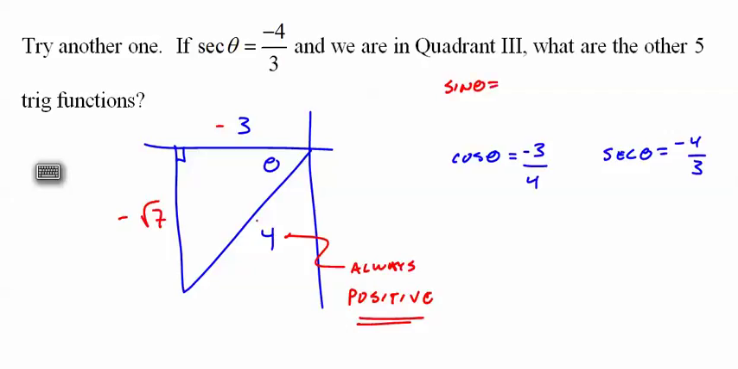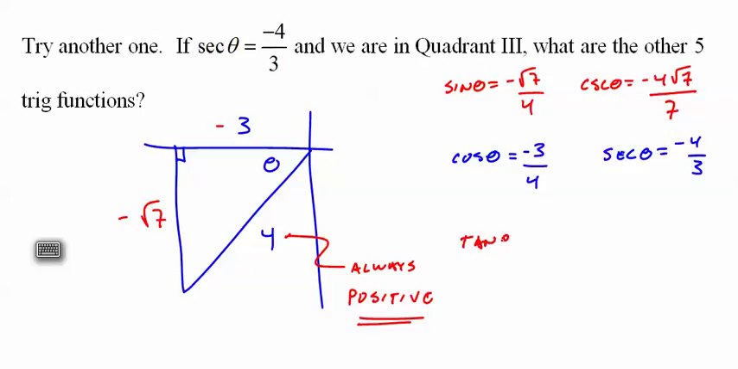Sine of theta is -root 7 over 4. Cosecant of theta is -4 root 7 over 7. Tangent of theta is root 7 over 3. Hey, what happened to the negatives? Cotangent of theta is 3 root 7 over 7. Hopefully you notice the negatives canceled.